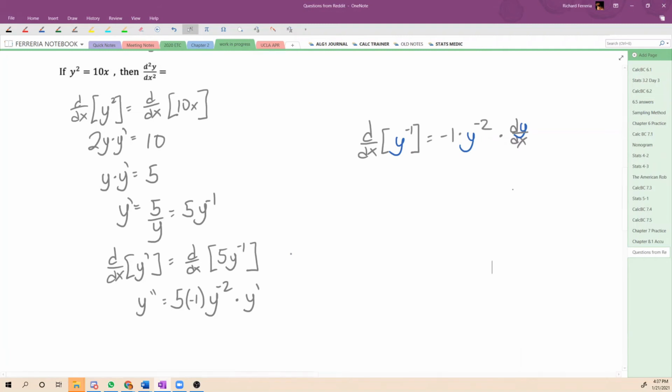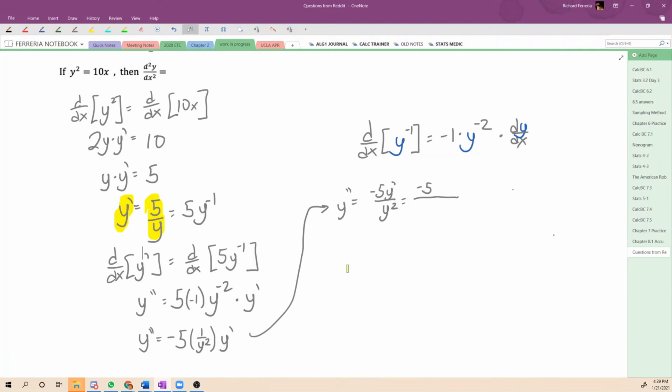So let's clean up the second derivative. We get negative 5 multiplied by 1 over y squared multiplied by y prime. That gives us negative 5y prime over y squared. Remember from before, we said that y prime was equal to 5 over y. And from the beginning of the problem, we knew that y squared was 10x. And when you simplify that, you'll get negative 5 over 2xy.